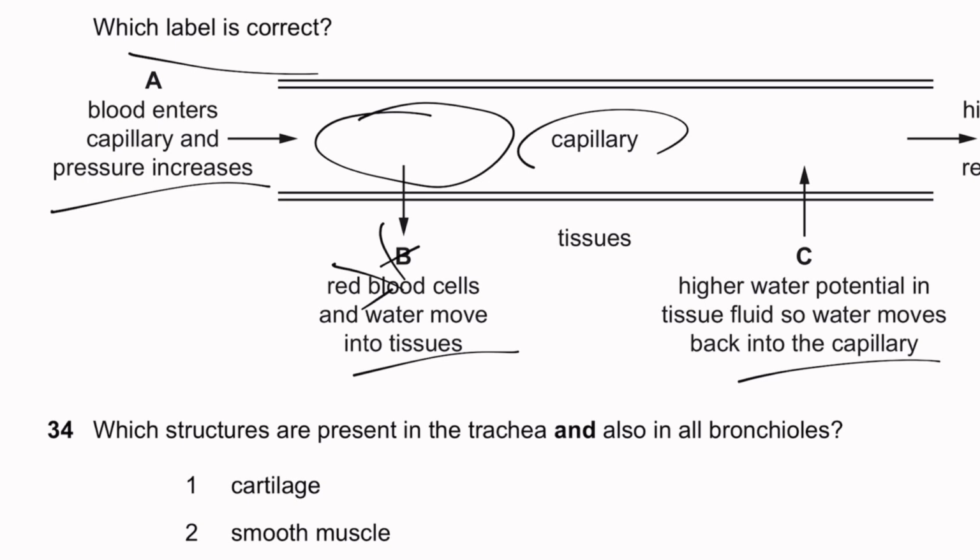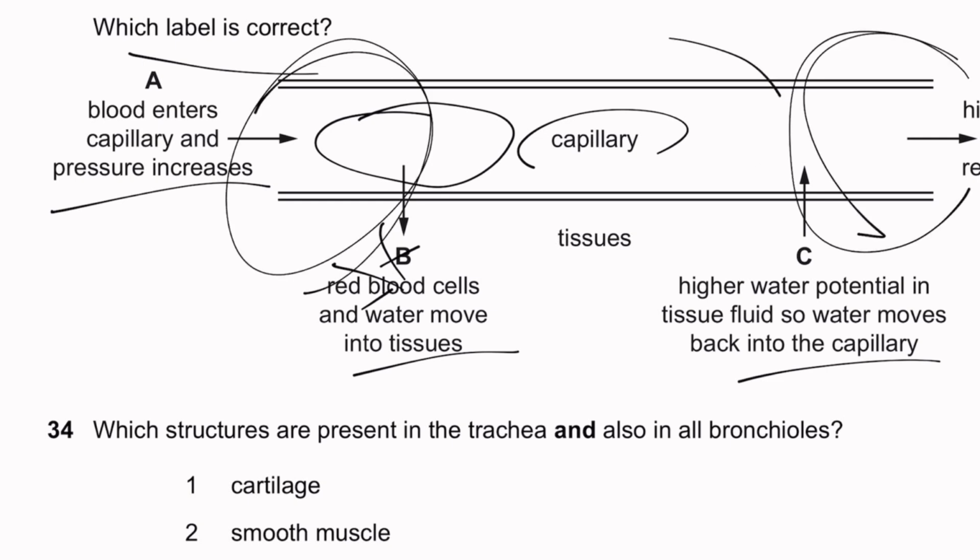Okay, blood enters capillary and pressure increases. Now, I would guess that yes, the pressure is high at the arterial end, but does the pressure change? I mean, it's already high. It's not like it gets higher. Pressure at this end is constant, pressure at this end is constant, and pressure in the middle is constant. It's high here, low here, and middle here.